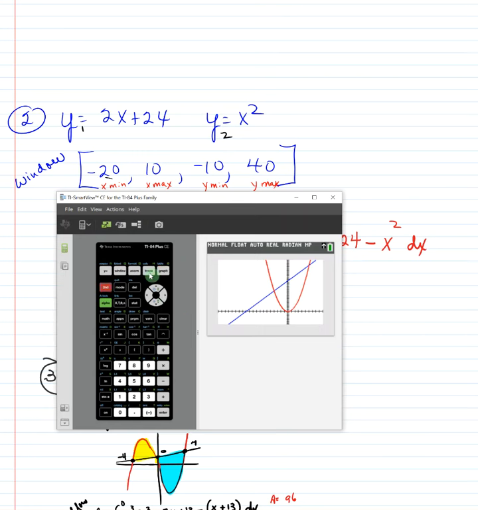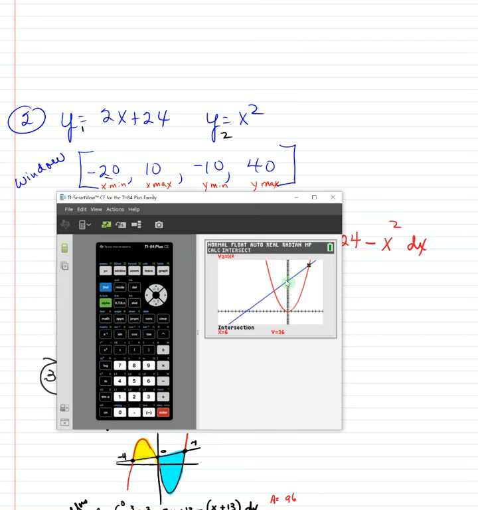So we'll do second, calc, intersect, and hit enter 3 times. 1, 2, 3. We get this one is -4. When I'm going to find this one, I'll do second, calc, 5, but before I hit enter, I want to move to the right till I get close to that point. So now I can hit enter 3 times, and I get x is 6. So that's what you want to do.